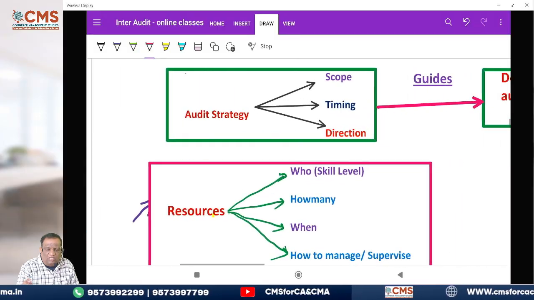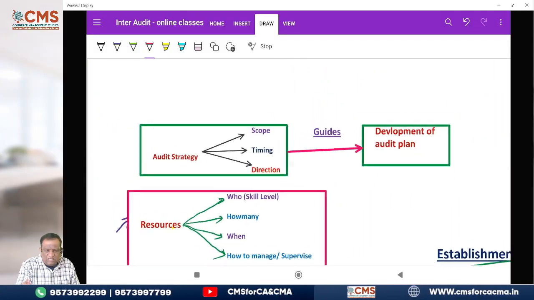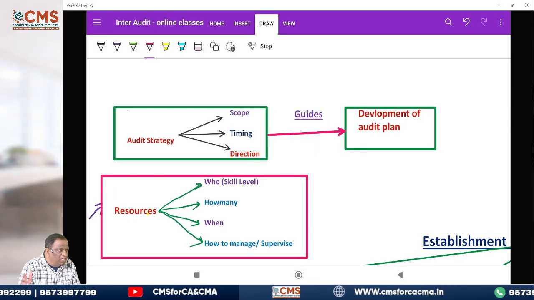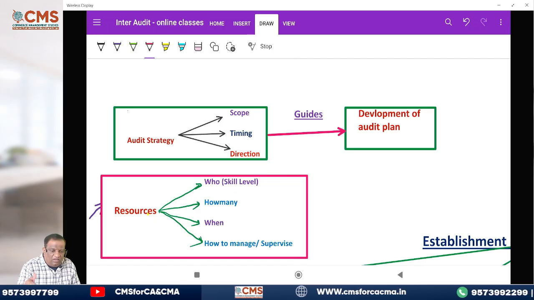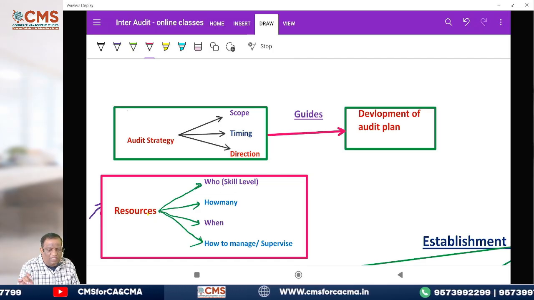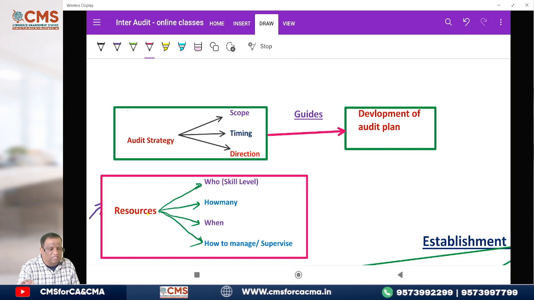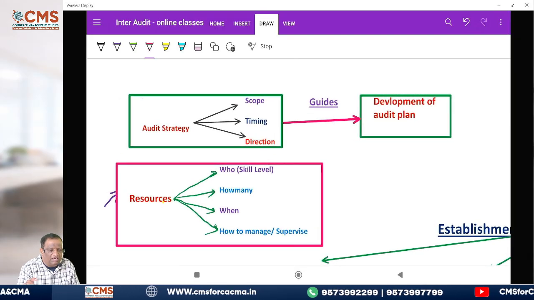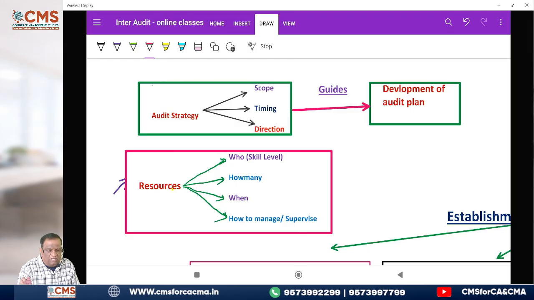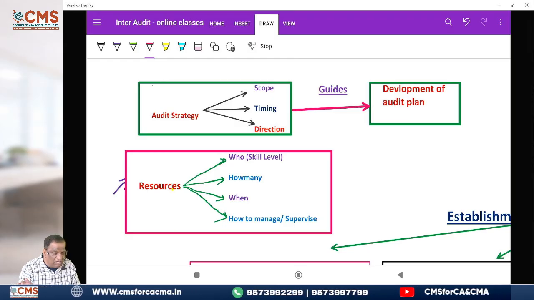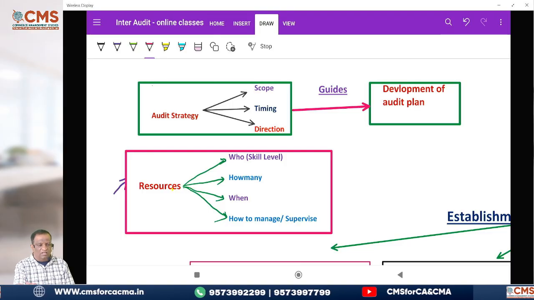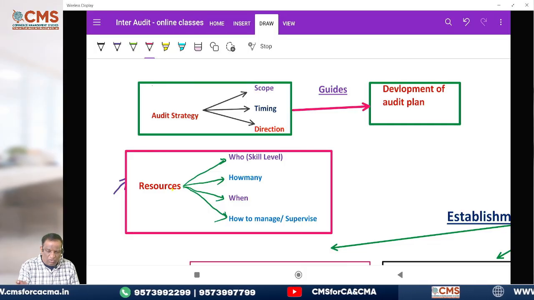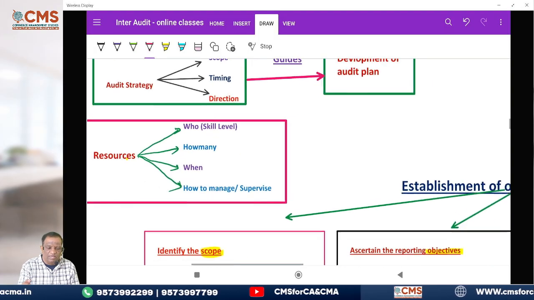Basically in my strategy, that is what this chart shows, because since this is a little complicated theory topic, however much you read, your mind will not be able to retain it. But he is asking questions. When you say strategy, there are three words in it: scope, timing and direction. And what will guide what, that is what this diagram will tell you. Your audit strategy will guide you to the development of the audit plan. Then what basically will be discussed in your audit strategy? About resources, that is who will have to be sent, the skill level, the qualifieds or articles or BCom guys, how many in number, when I have to start, and how to manage and supervise. So do I ask the manager to go every day and all that? All those points will be there.